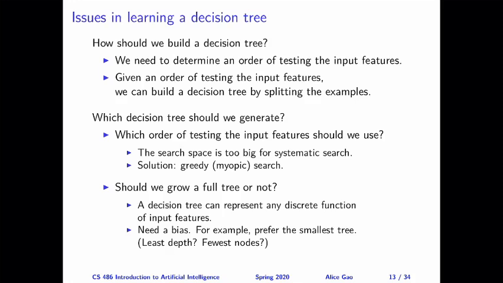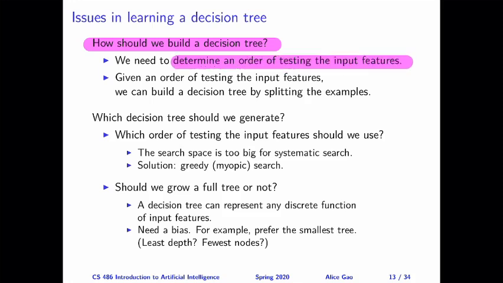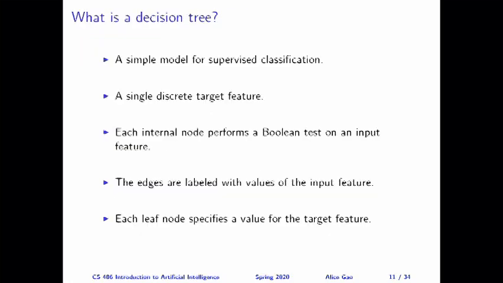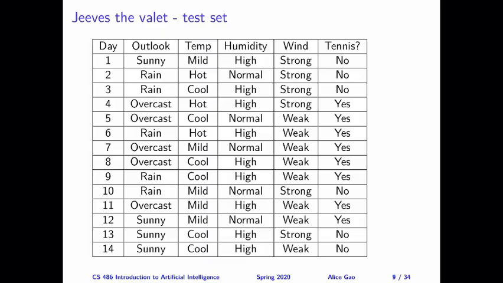Let me talk about the challenges first. So first of all, how should we build a decision tree in the first place? In other words, what kind of information do we need when we build a decision tree? Well, the first information we need is that we need to decide in which order we will test the input features. Let me go back to the Jeeves data set to explain this.